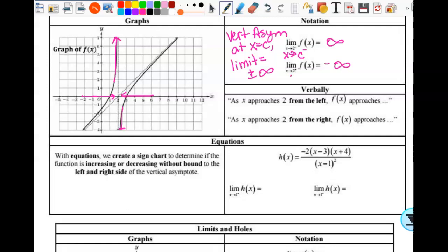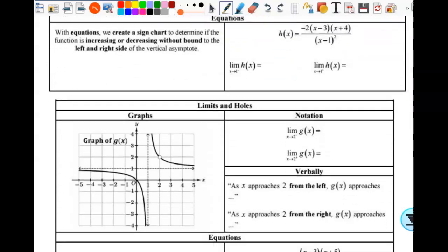So verbally, again, as x approaches 2 from the left, these were the words I was saying on the graph. As x approaches 2 from the left, f of x approaches infinity. And as x approaches 2 from the right, f of x approaches negative infinity. Okay. What questions do you have about that? Okay, so let's look at the equations then.